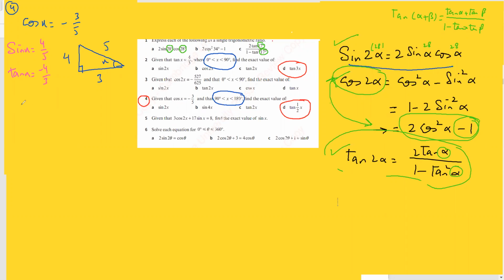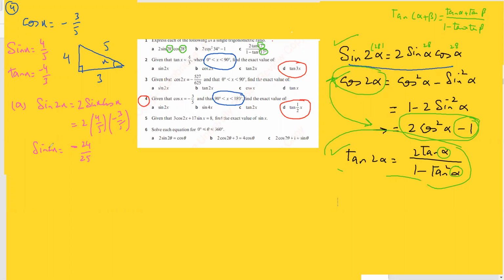Okay, first of all, the A part says find sine 2x. So sine 2x is going to be 2 sine x cos x. So this is going to be 2 into 4 over 5 into minus 3 over 5. So your sine 2x is going to be minus 24 over 25. That is your sine 2x. Then you have to find your sine 4x.